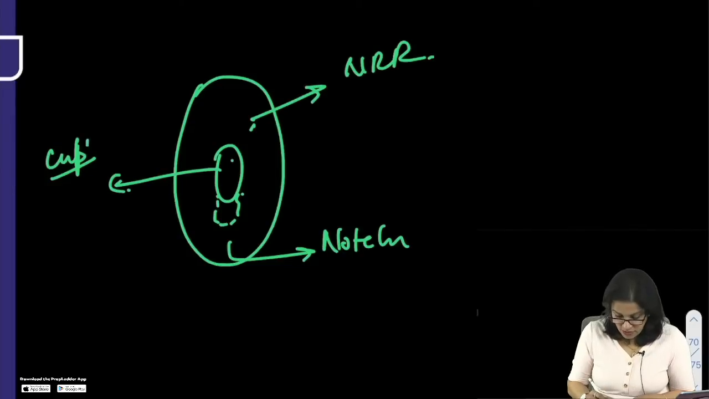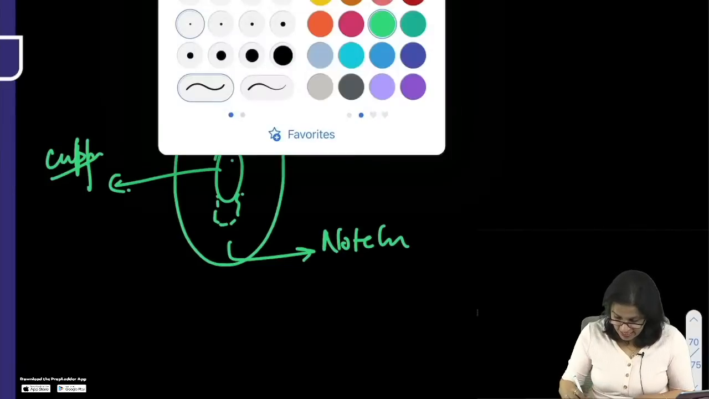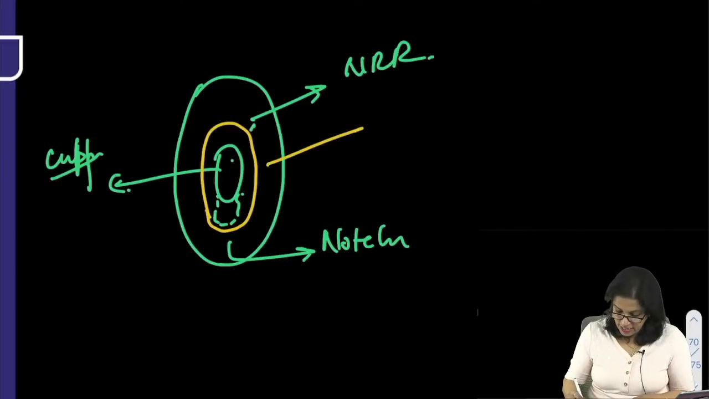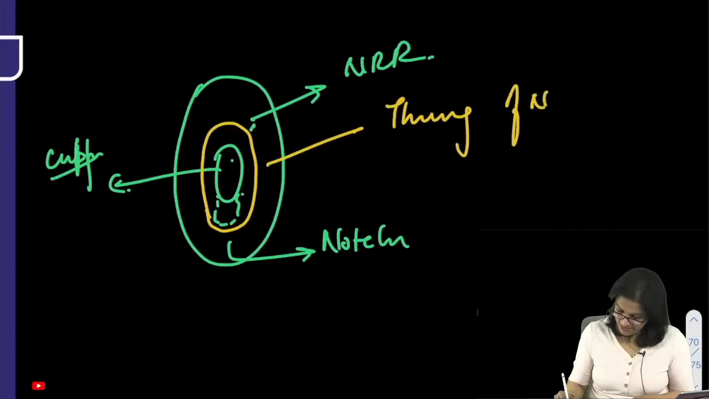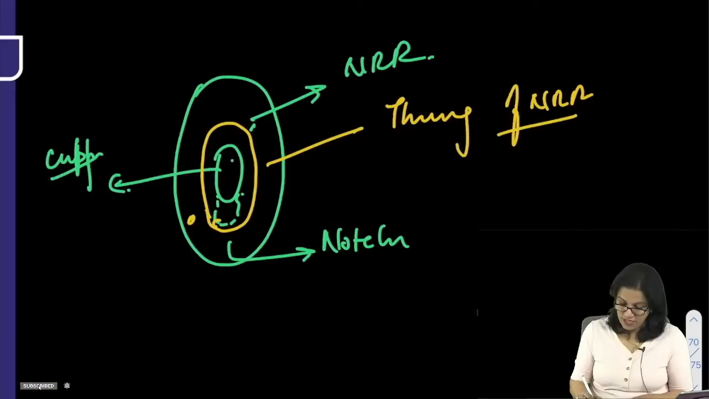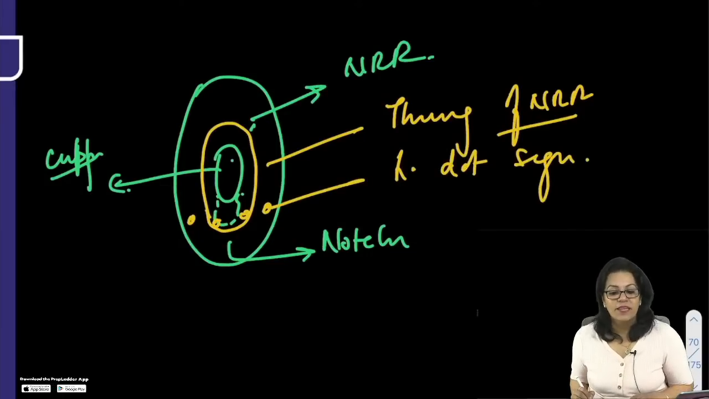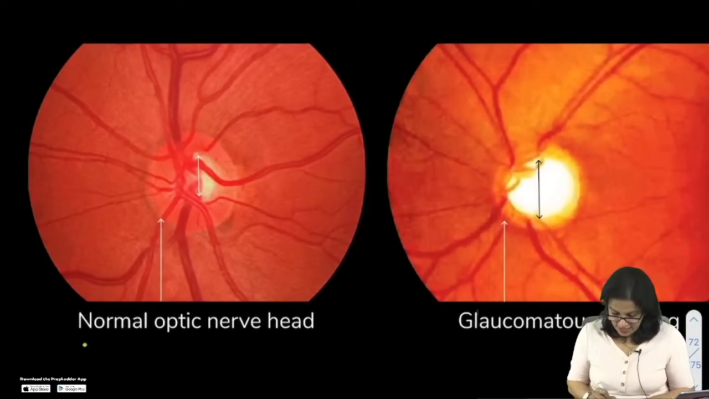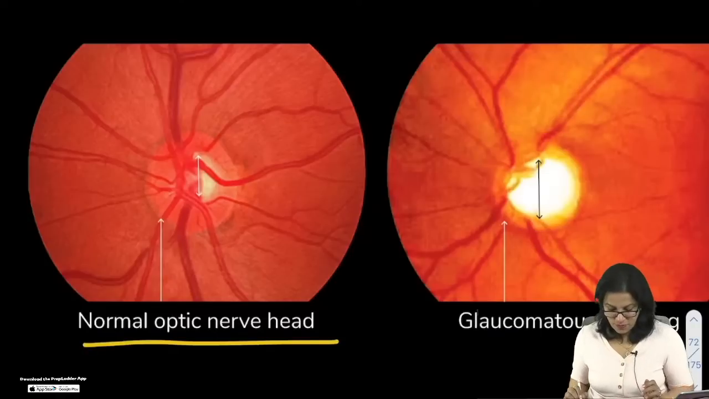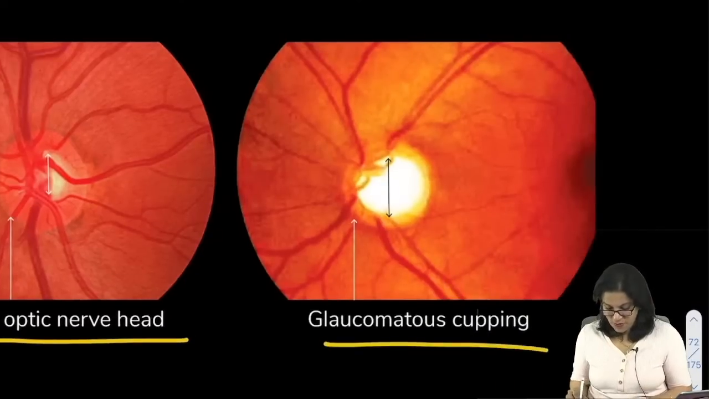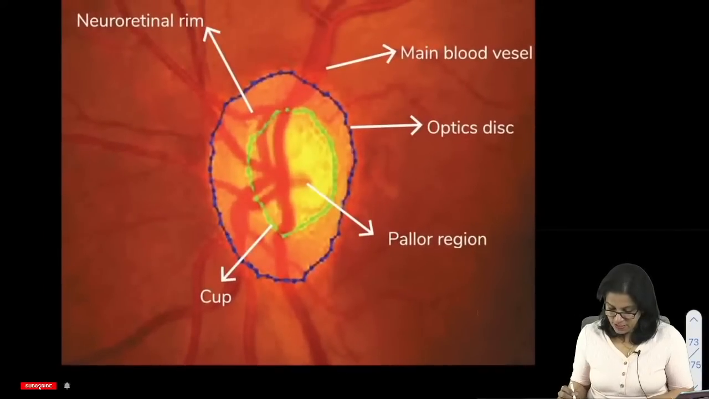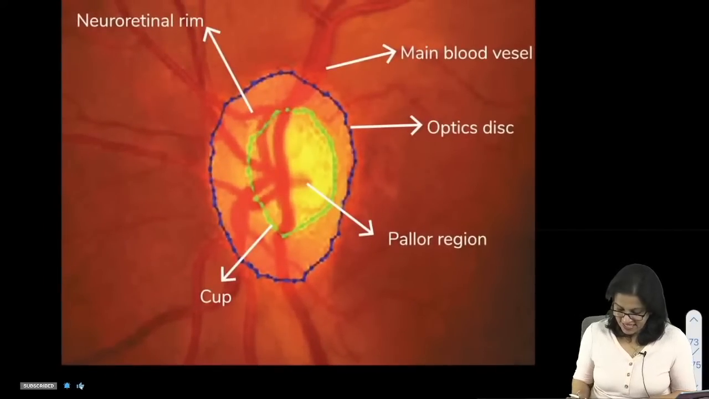So this cupping, slowly this is going to extend and this will be like this. This is your cup. So first it was notching, now it is thinning of neuroretinal rim. Then you will see openings of lamina cribrosa as laminar dot sign. Right? So let's see this. I think the slides will be a better thing. So here this is your normal optic nerve head with a CD ratio of around 0.3. Now here see, this is the glaucomatous cupping, very nicely shown. Come to the next one, again very nicely labeled. What is neuroretinal rim, what are the main vessels, what is disc, this is the cup area.